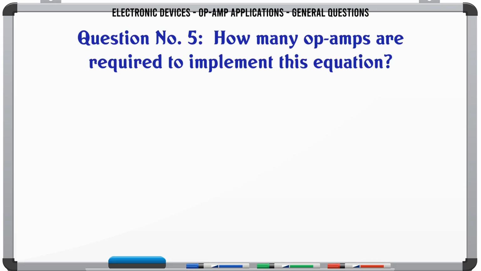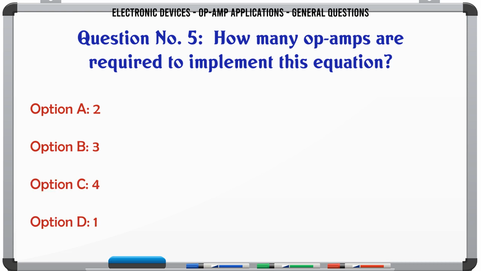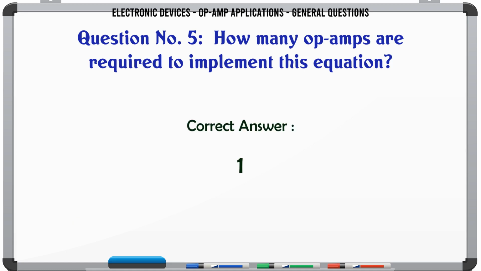How many op-amps are required to implement this equation? A: 2. B: 3. C: 4. D: 1. The correct answer is 1.